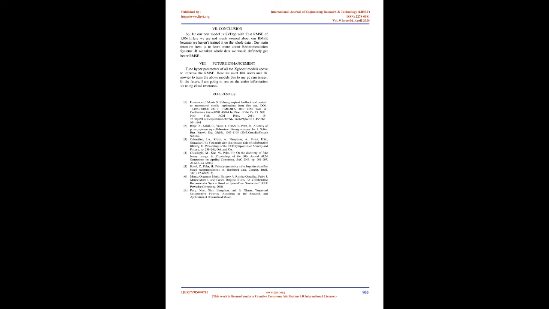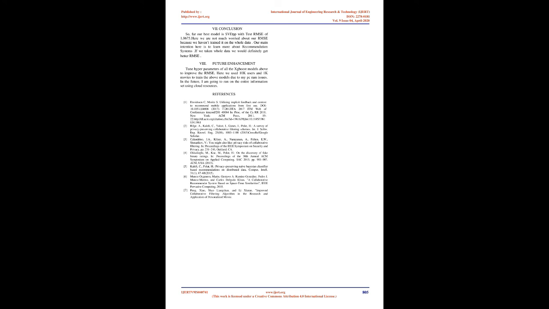7. Conclusion. So far our best model is SVD++ with test RMSE of 1.0675. Here we are not much worried about our RMSE because we haven't trained it on the whole data. Our main intention here is to learn more about recommendation systems. If we took the whole data we would definitely get a better RMSE.